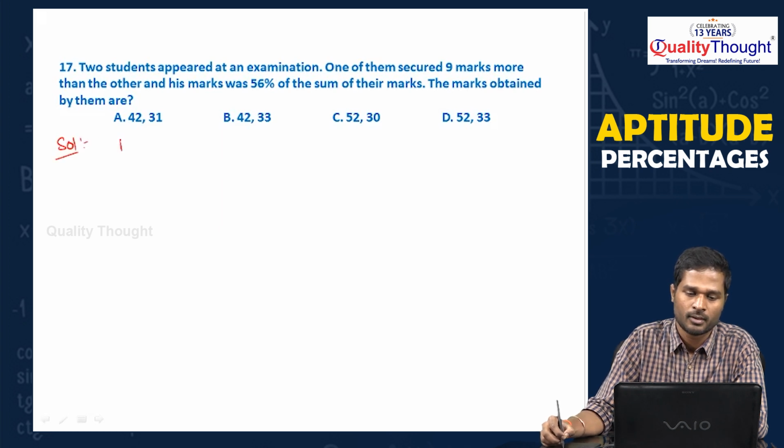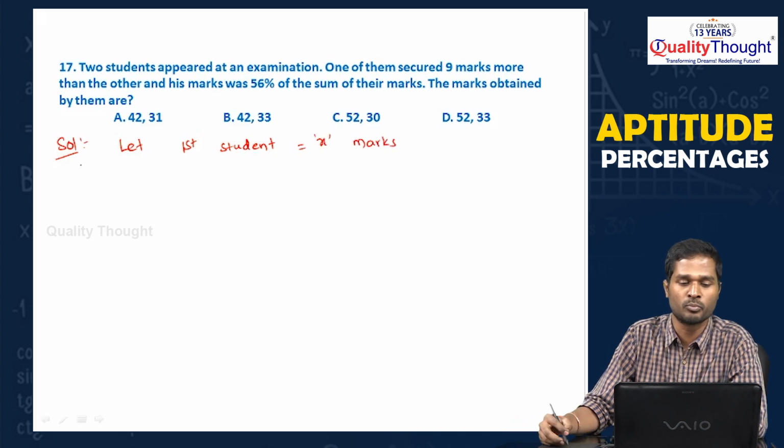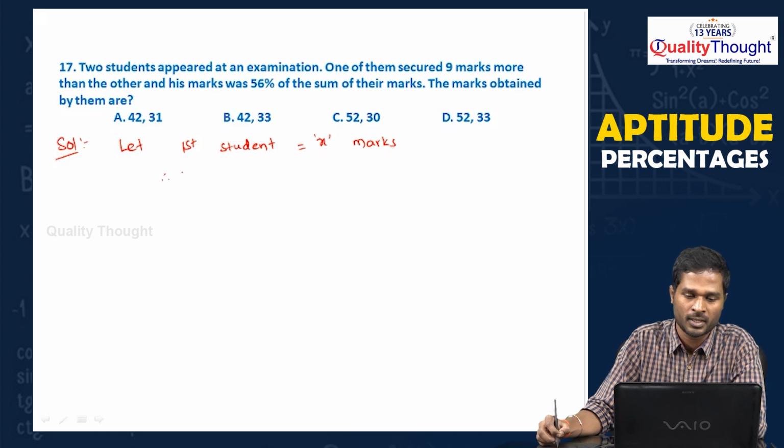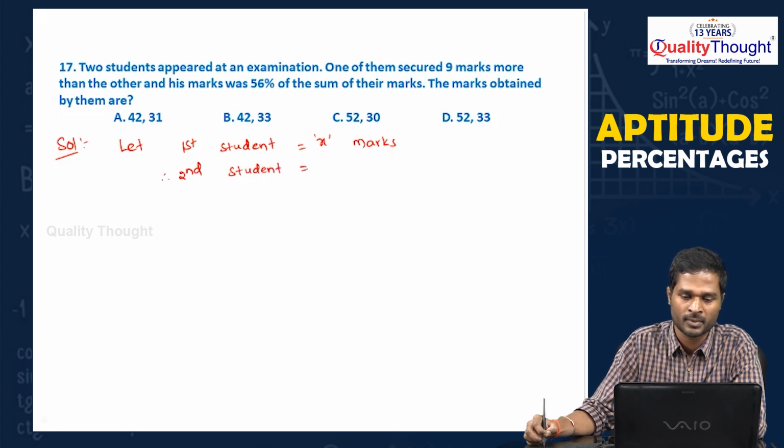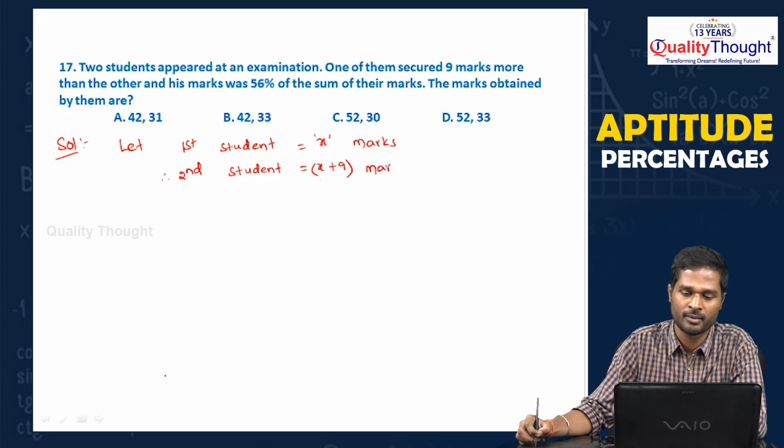So let the first student get X marks, I am writing. Now what he said in the question: one of them secured 9 marks more than the other. So definitely if the first student got X marks, the second student will get 9 marks more, that is X plus 9 marks. So one student got X marks and the other student got X plus 9 marks.